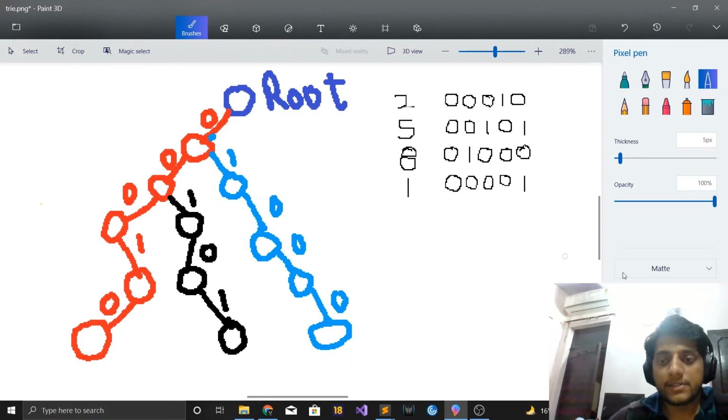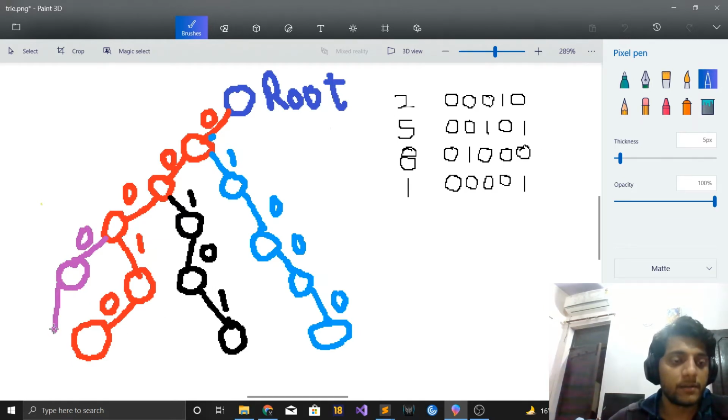Now let's try to insert 1. Okay, so for 1, first bit is 0, so we'll reuse this node. Second bit is 0, we'll reuse this node. Third bit is again 0, so we will reuse this. Fourth bit is again 0. Now this node does not have a child with bit 0, so we'll create one child for it, that is 0, one child node. And fifth bit is 1, so we'll create one for this node. So this way all our data is inserted into our trie. So this is how our trie will look.